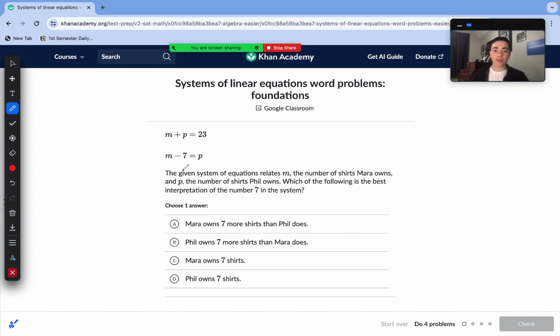Today we're going to be going over systems of linear equations, but this time in word problem context.